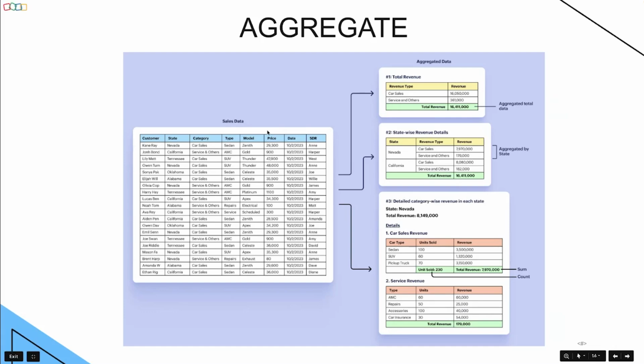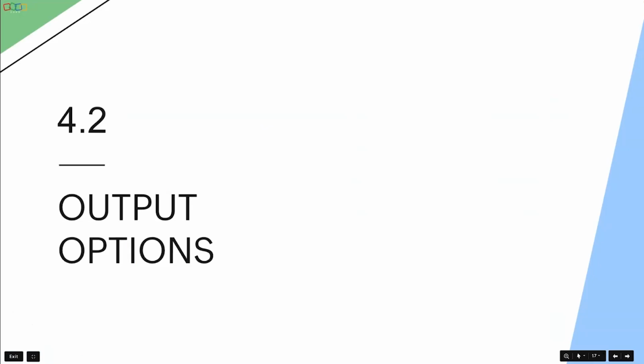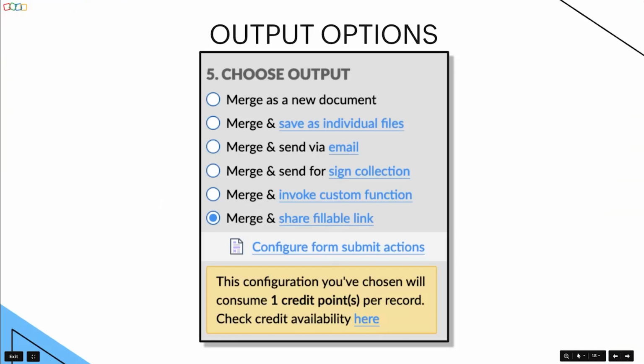And to continue, when we talk about automation, what options are available after the merge operation is completed, and how easy is it for me to set it up? There are various options available. You can save the generated document in Zoho WorkDrive, or you can send the document via email, or you can send it for getting signatures.